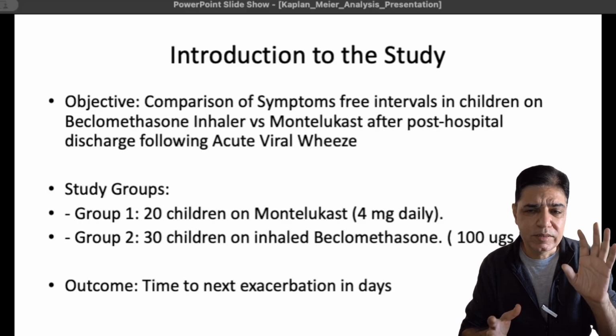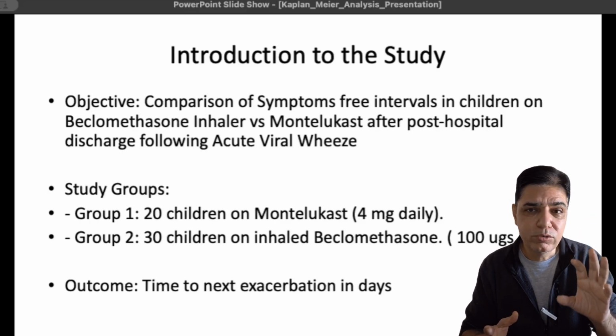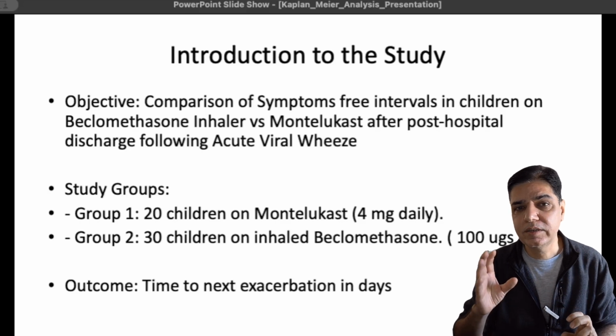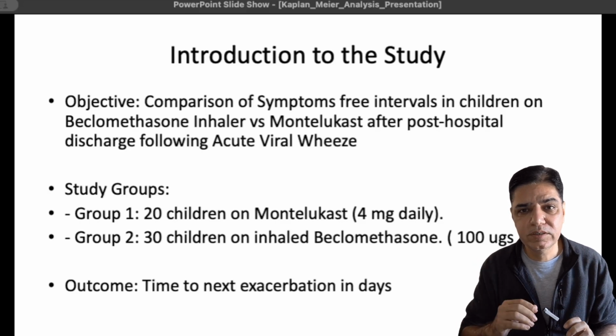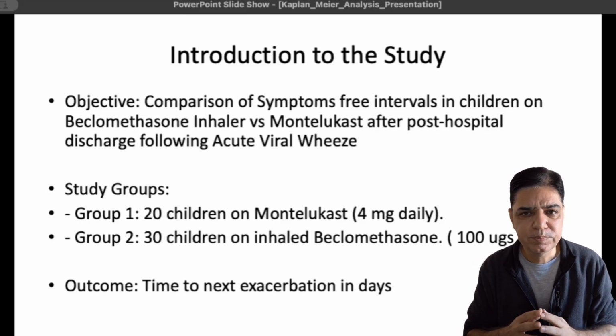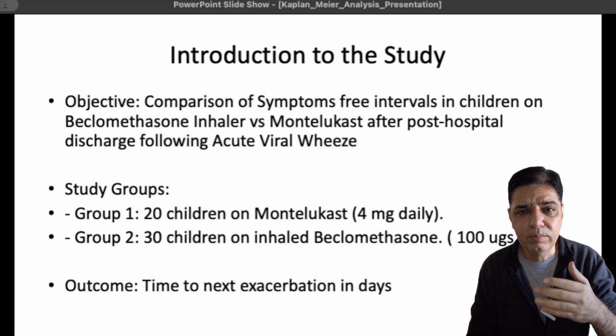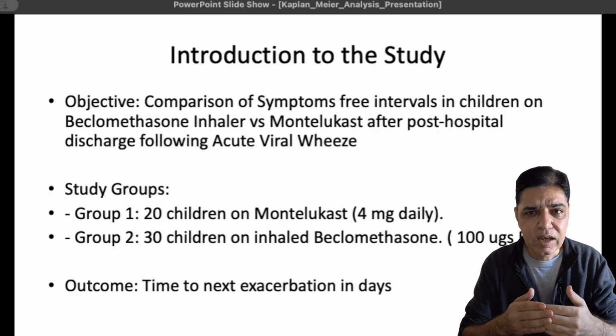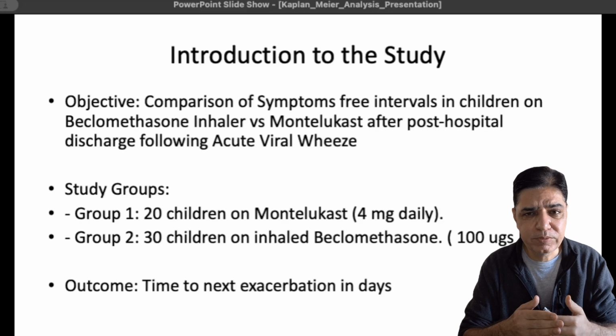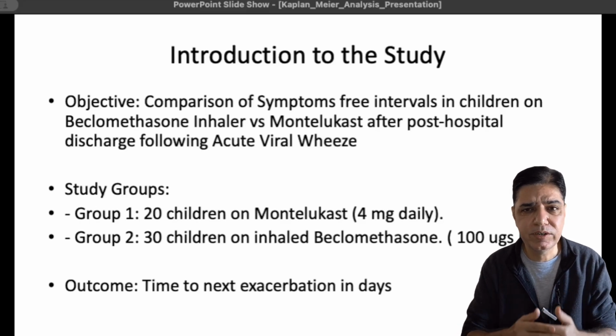20 of them are getting montelukast every evening. The others are getting a beclomethasone inhaler twice daily, let's say 100 micrograms BD. And we tell them that whenever the child develops symptoms or an acute flare-up, you come back to the hospital and we will see how much time has elapsed between the start of this medication and the symptom-free interval.